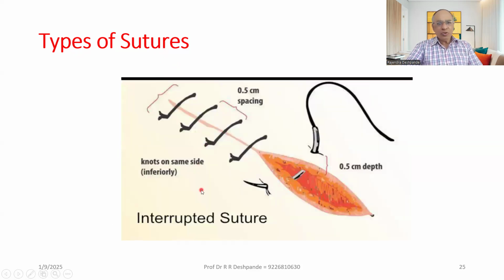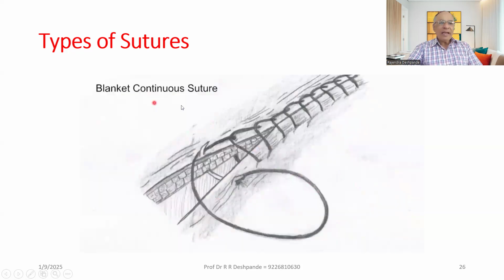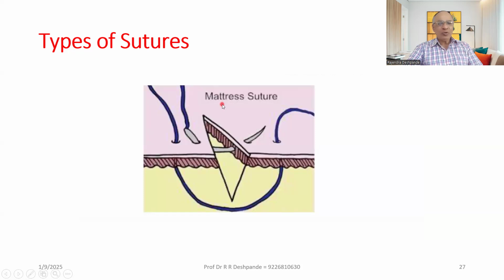Now, interrupted suture. For example, knots sometimes are on top, but sometimes they can be below, like this. This is a 0.5 centimeter, the length of that particular muscle. Okay. So, my dear friends, we are discussing the types of suture. This is an interrupted suture. Now, blanket continuous suture. Like a blanket, you can see very well. Okay. Next is a mattress suture. You have to just remember the figures, and at least a few figures you are expected to draw in the LAQ question. This is mattress suture.